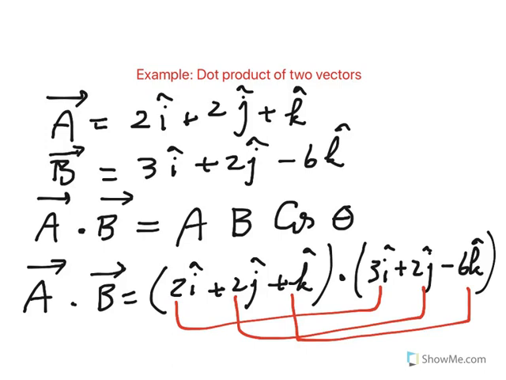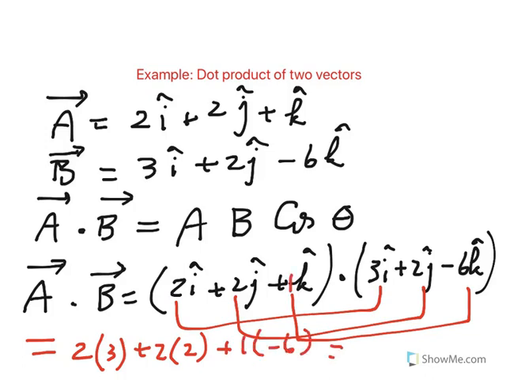I'll try to squeeze things right below here for you before we go to the next page. So this outcome is 2 times 3, which is 6, plus 2 times 2, and we have a 1 from k here, 1k, times negative 6. If you do the math here, 6 plus 4 minus 6 would be 4. So the outcome of the dot product is equal to 4. Now let me go to the next page and show you how you can find the angle between these two vectors.